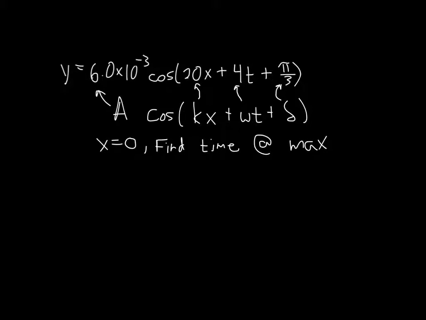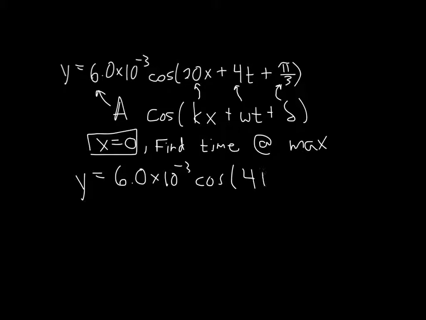So in order to do this, first we have to plug in the value that we're given. We're given x is equal to 0, so we can plug that in. Now we can rewrite our wave as y is equal to 6.0 times 10 to the negative 3 times cosine. And when we plug in our 0 for x, that 20 times 0 goes away, and we end up with cosine of 4t plus pi over 3. And now the question becomes, how do we actually find the maximum of this?